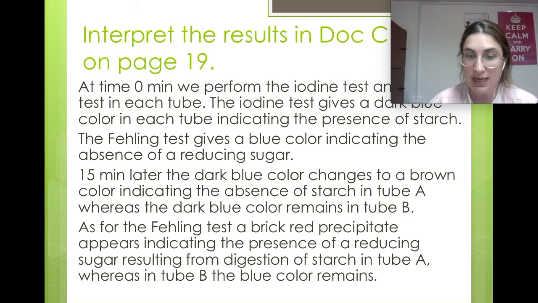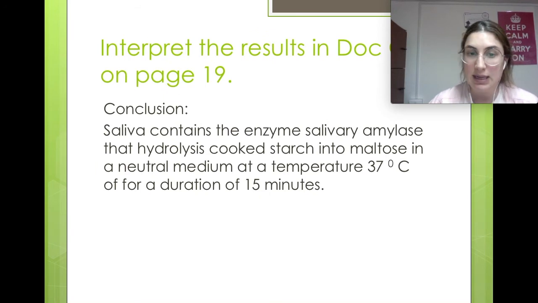As for the Fehling test, a brick red precipitate appears, indicating the presence of a reducing sugar resulting from the digestion of starch in tube A, whereas in tube B, the color remains the same. Saliva contains the enzyme salivary amylase that hydrolyzes cooked starch into maltose in a neutral medium at a temperature of 37 degrees Celsius for a duration of 15 minutes.